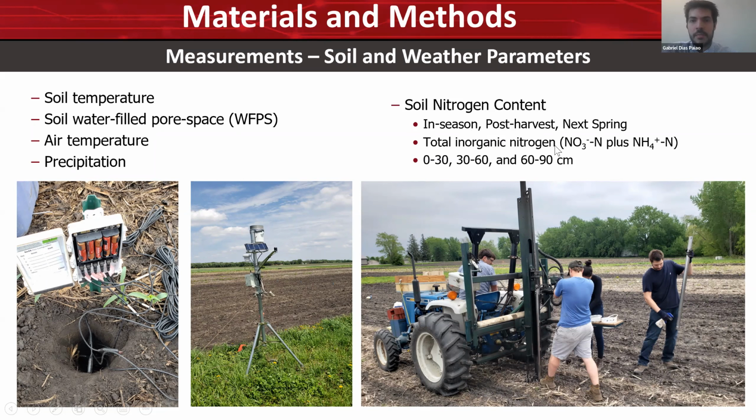In terms of soil nitrogen measurements, we measured at different timings, so in season, at post-harvest, and at next spring, and different measurements as well. So nitrate and ammonium, and different soil depths, 0 to 30, 30 to 60, and 60 to 90 centimeters.